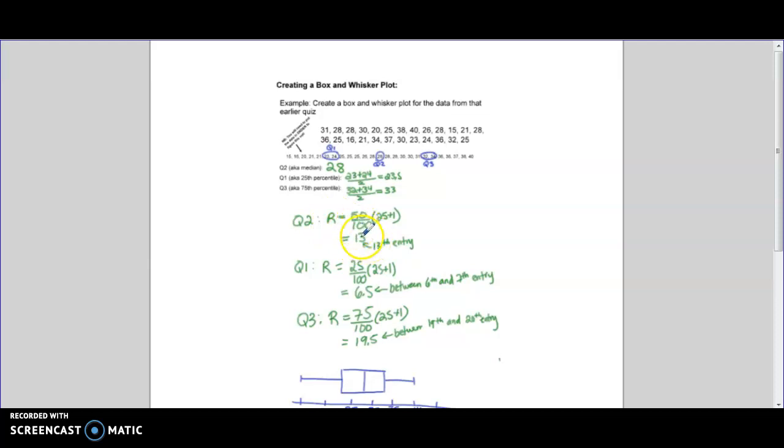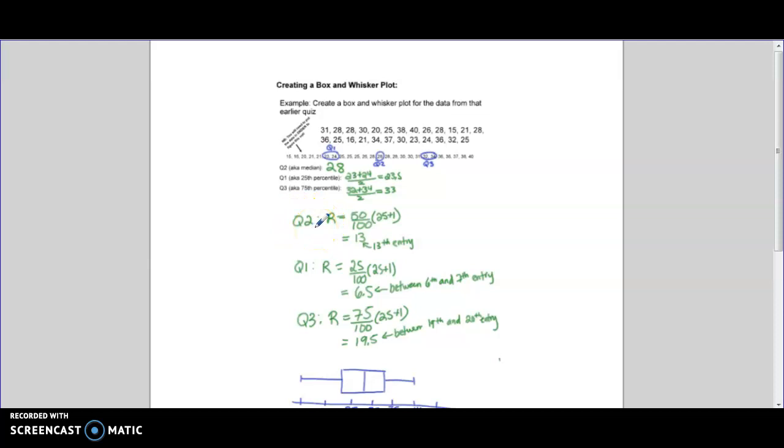To figure out what the actual value of the 13th ranked piece of data is, we'd have to start here at the lowest at 15 and then count up to 13. By counting up to 13, we see that in the 13th spot is 28. So 28 represents the median or Q2, whichever way you want to refer to it. Q2 and the median are the same.